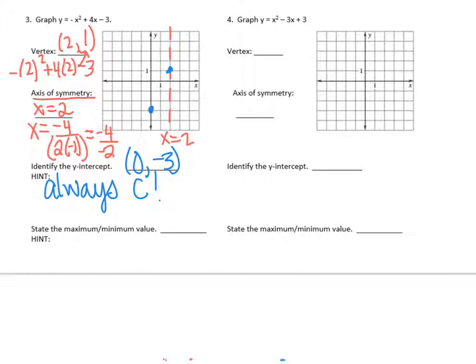Now just by those 2 points, I can see my graph is going to open down, which is what I would expect because this a value is negative. So I'm going to start my table here.